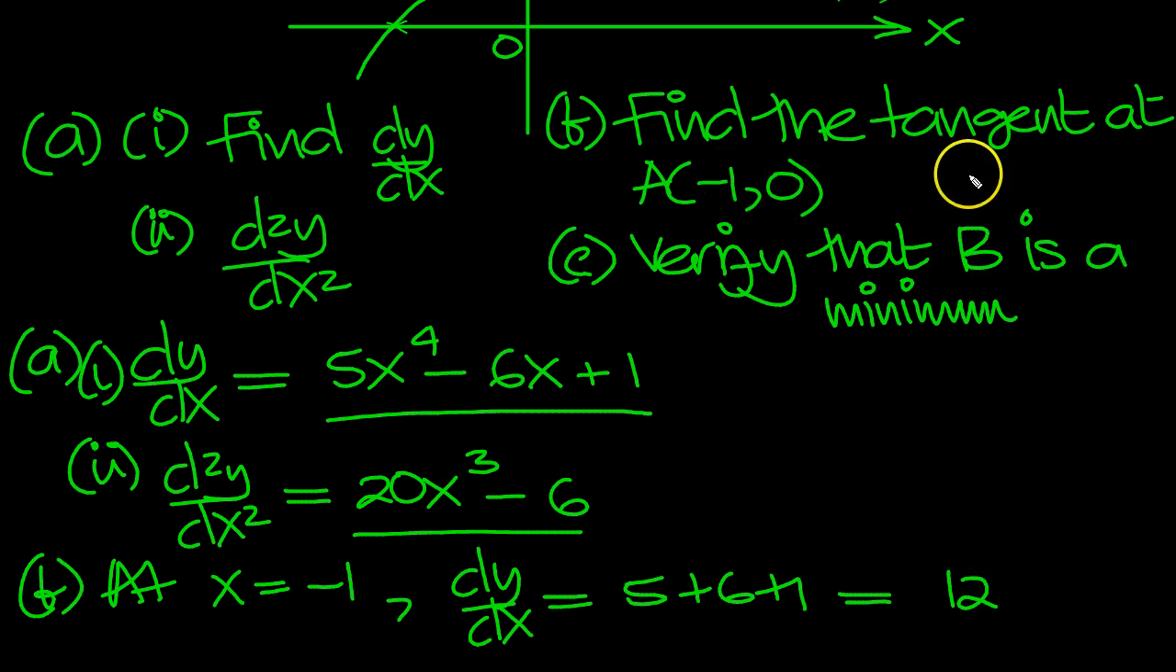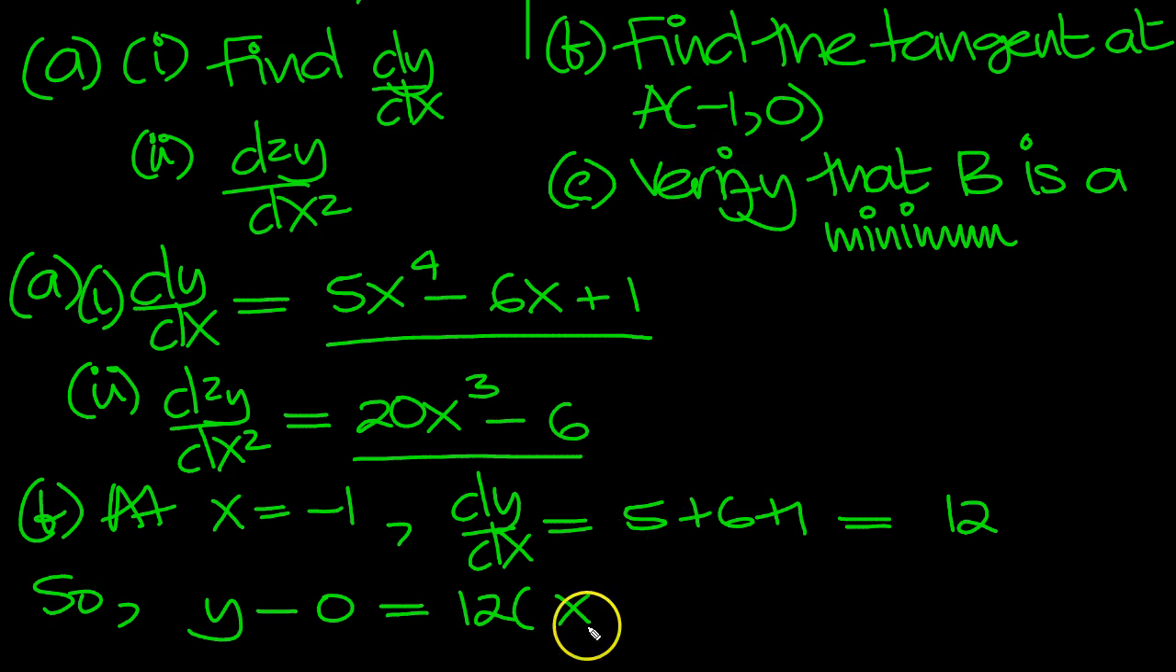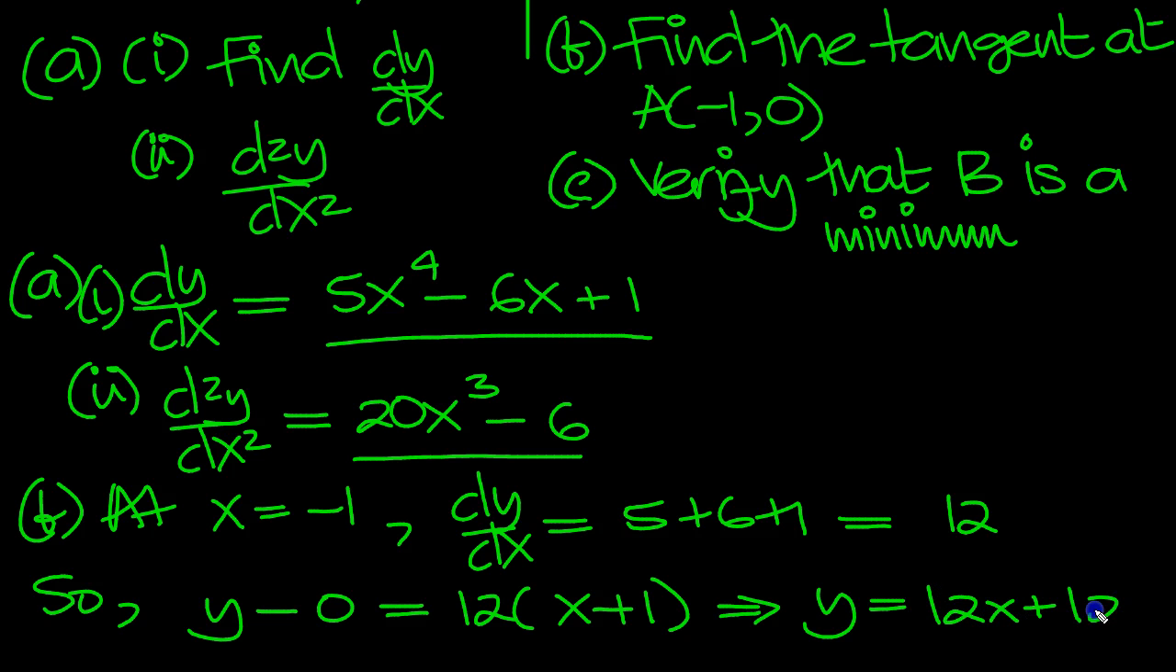We know the point A, so we can now write the equation of the tangent. So y minus the y value, which is 0, is equal to the gradient, 12, times x minus the x value. Minus minus is plus 1. So that tells us then y is equal to 12x plus 12. So there's the equation of our tangent at A.